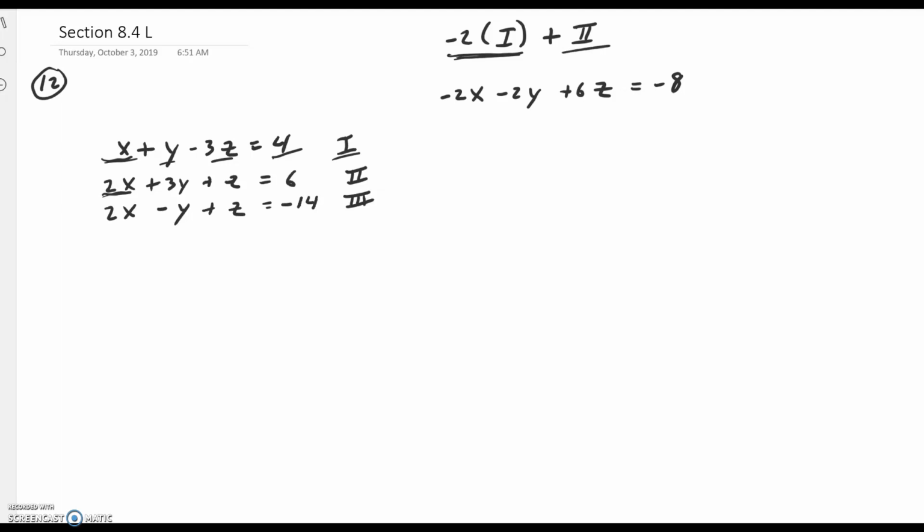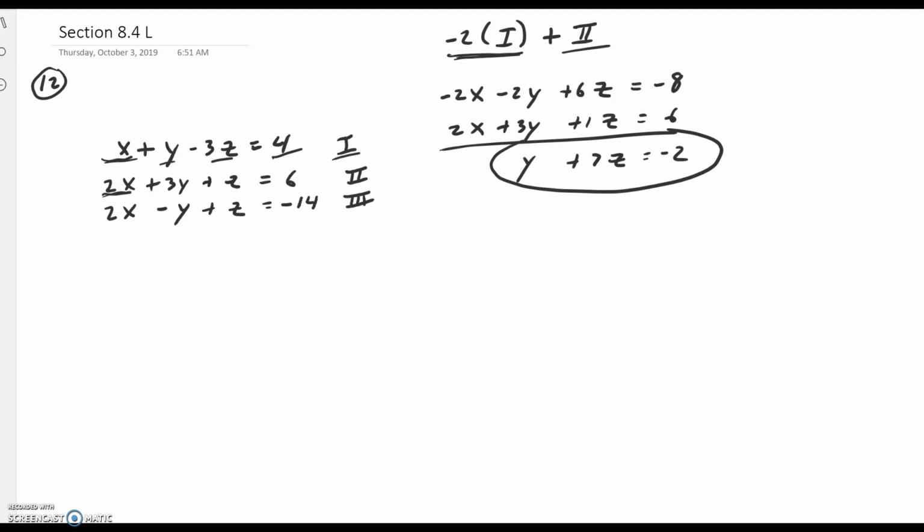Then we're going to add the second equation. We're not going to do anything to it because it already has that +2x that we want. So now we're going to add, and sure enough we get 0 x's, we get a y, we get 7 z's, and we get -2. So we've generated one equation that has no x's in it.